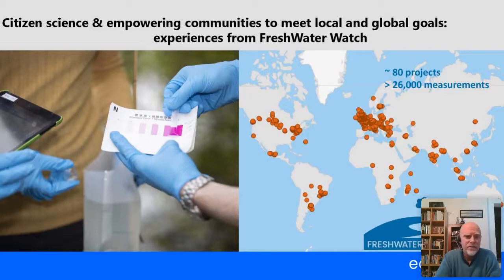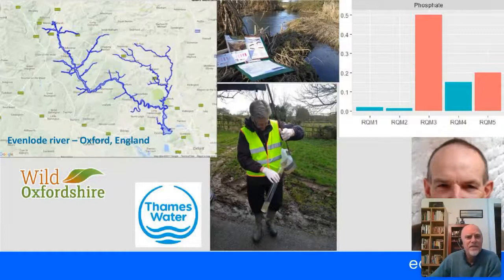But the idea is that they bring together different partners, different stakeholders, to come up with ways to better manage and better monitor the environment. And let's jump into a couple of these. So one that's closest to Oxford is Wild Oxfordshire, and it's a wonderful project that was started essentially by just a couple of people very worried about their local stream.